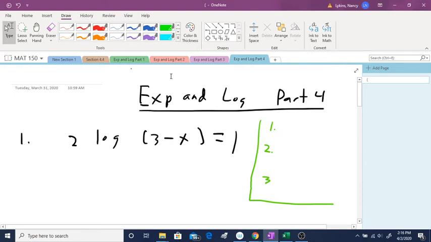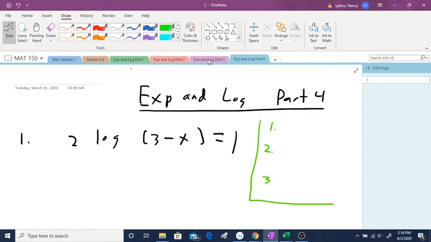Okay, welcome back to my fourth and final installment of exponential logarithm equations. This is part 4. So now I'm going to give us several equations that are dealing with logarithms, dealing with the base e, and dealing with the natural logarithm as well.